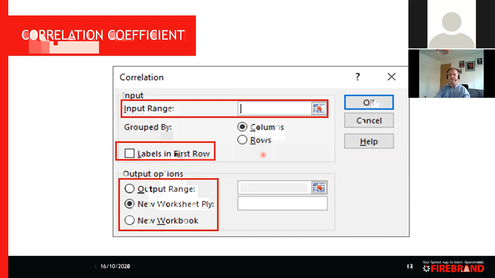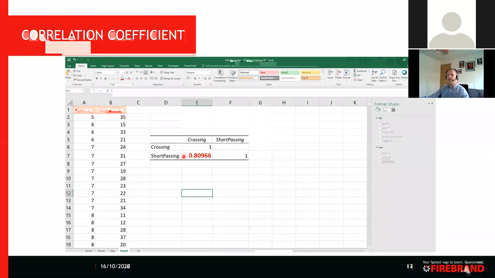I need to think of three things. Where's my data? Do I have labels in the first row, as in, does A1 say short passing and B1 say crossing? And where do you want the result to go? So I've run that correlation coefficient across all 18,000 records, and I've just cut those 18,000 records into the two columns to make it simpler. And it gives me another number.